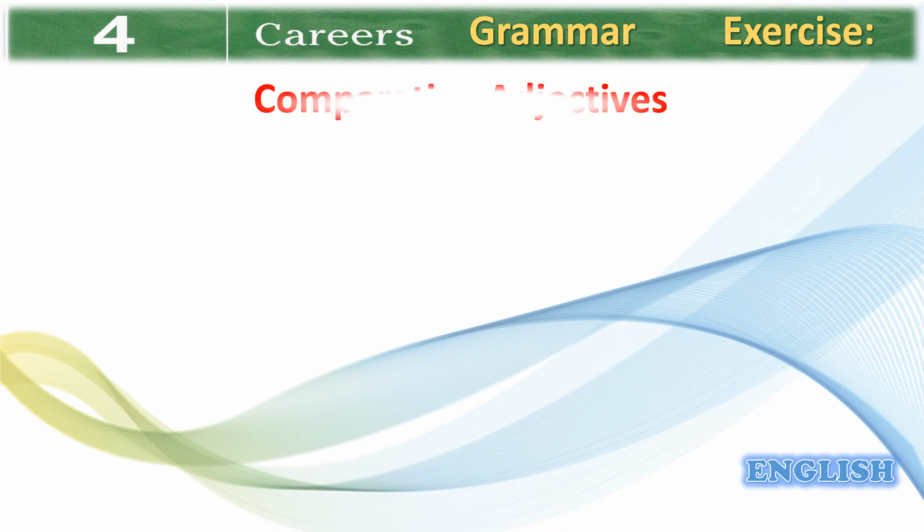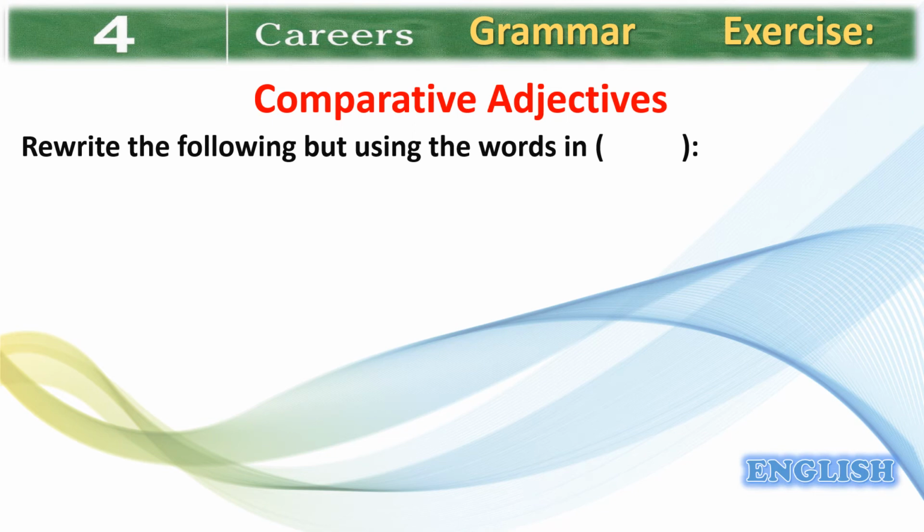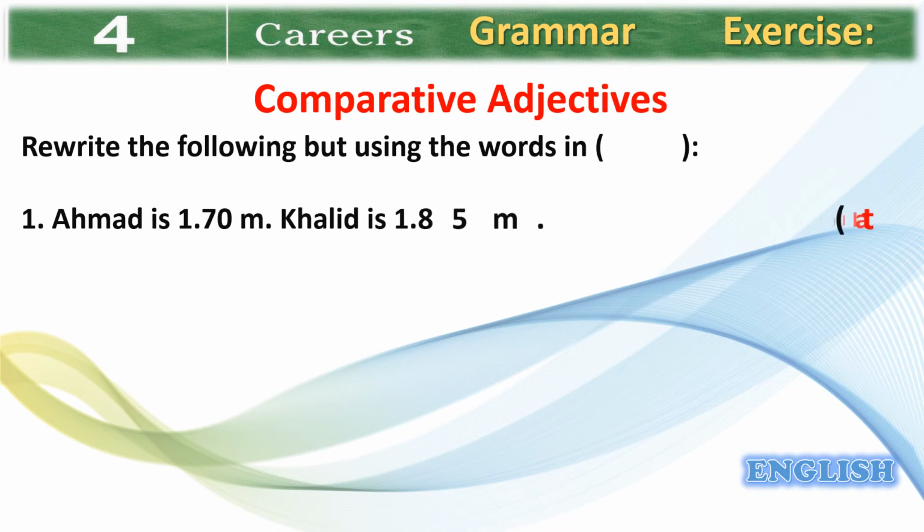Let's now do the following exercise. Now we have to rewrite the following sentences by using the words in brackets. Sentence number 1, Ahmed is 1.70 meter, Khalid is 1.85 meter. Now we have to use the adjective tall.